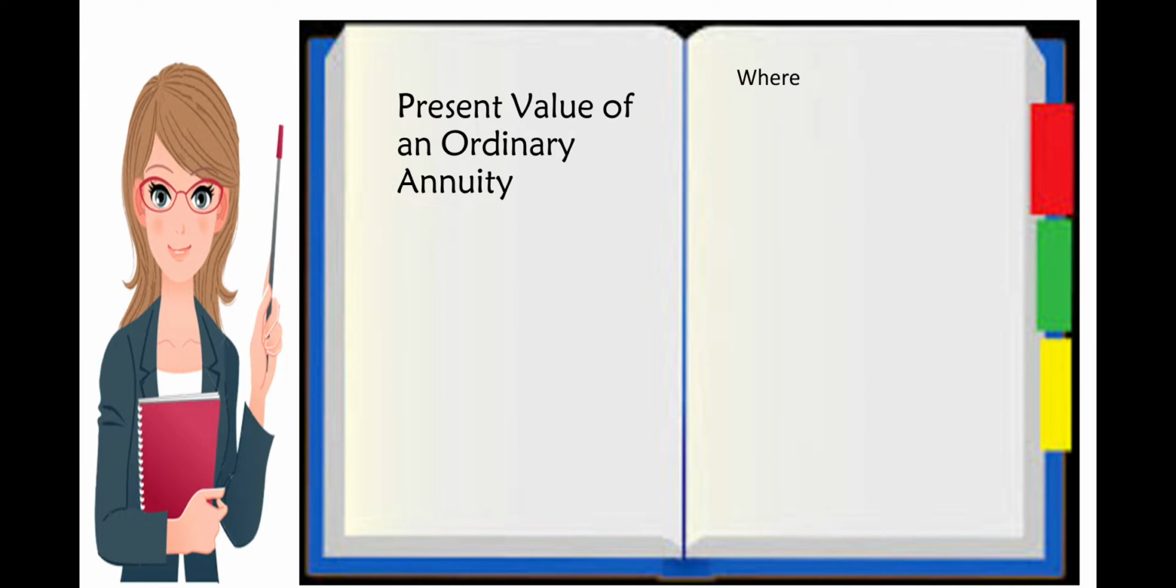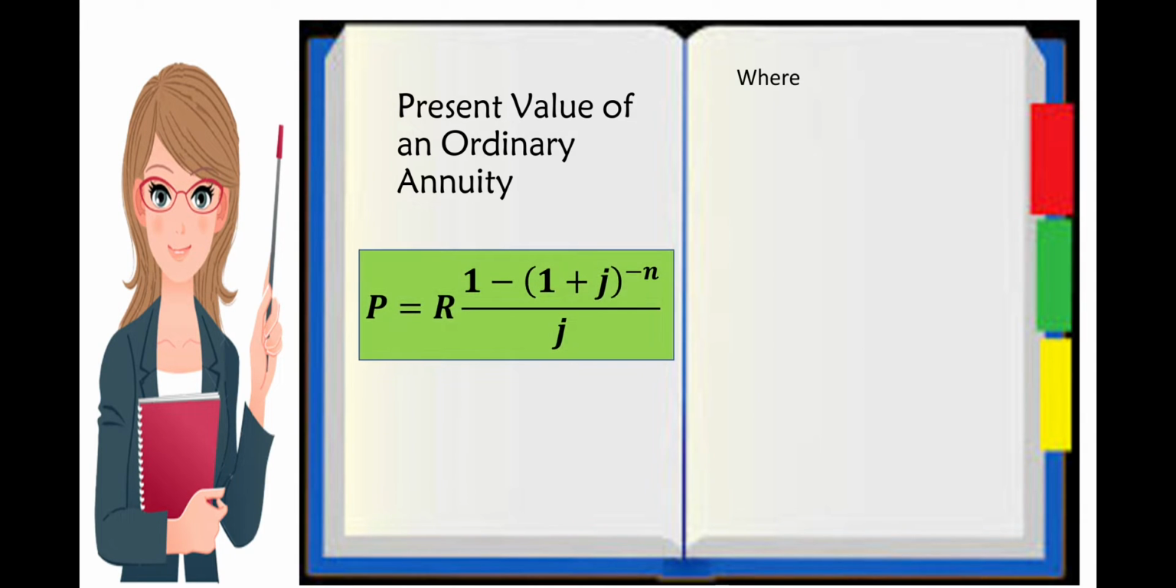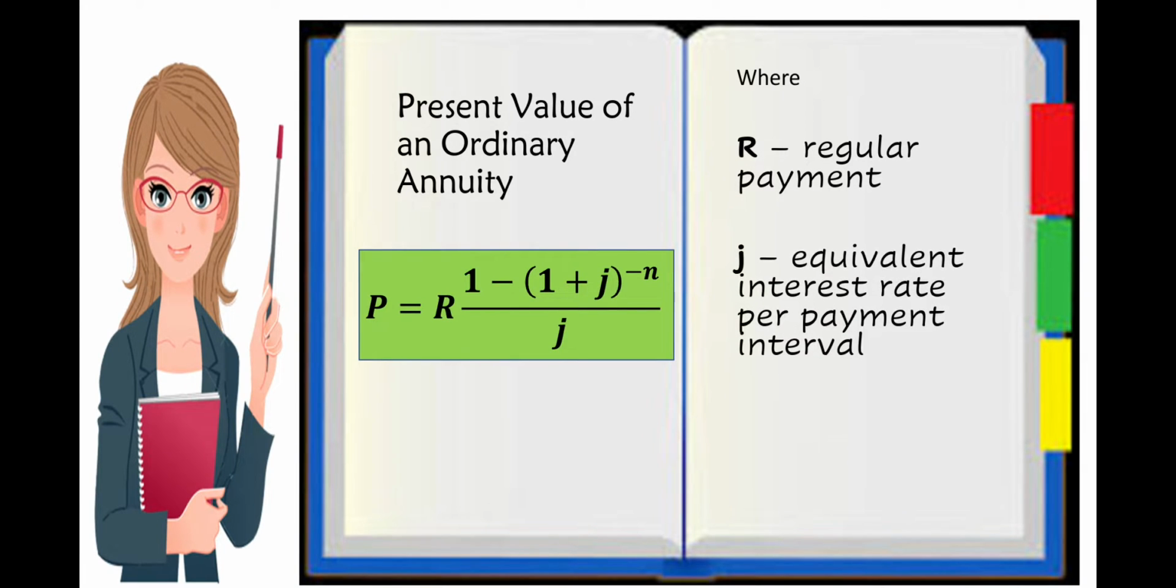Then the present value of an ordinary annuity. To find the present value, we have P is equal to r times (1 minus (1 plus j) raised to negative n) over j, wherein r is the regular payment, j is the equivalent interest rate per payment interval, and n is the number of payments.